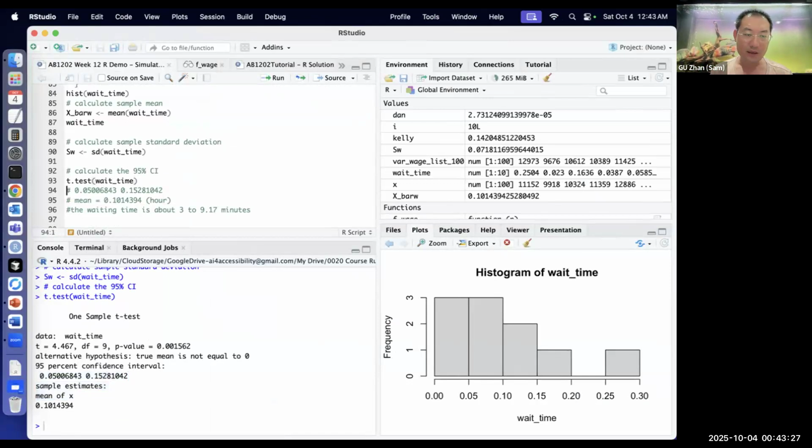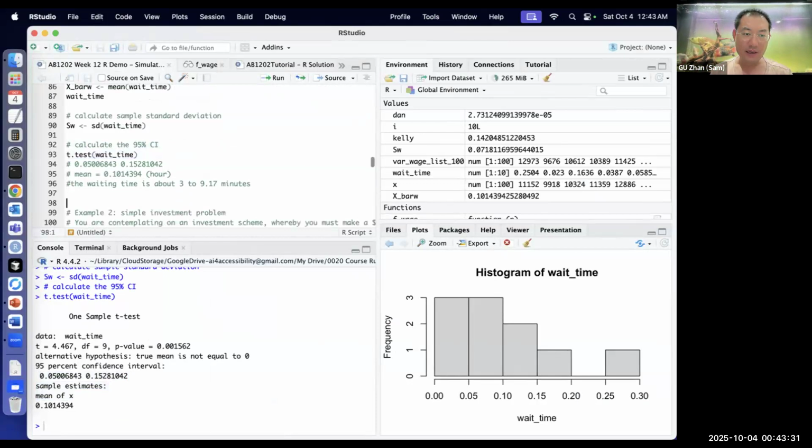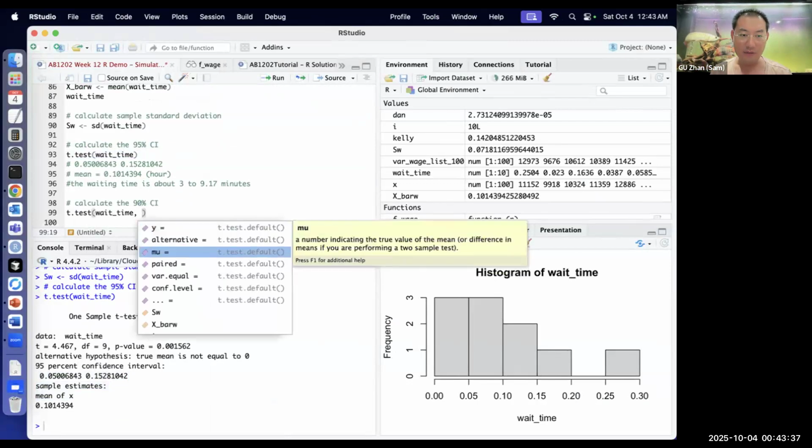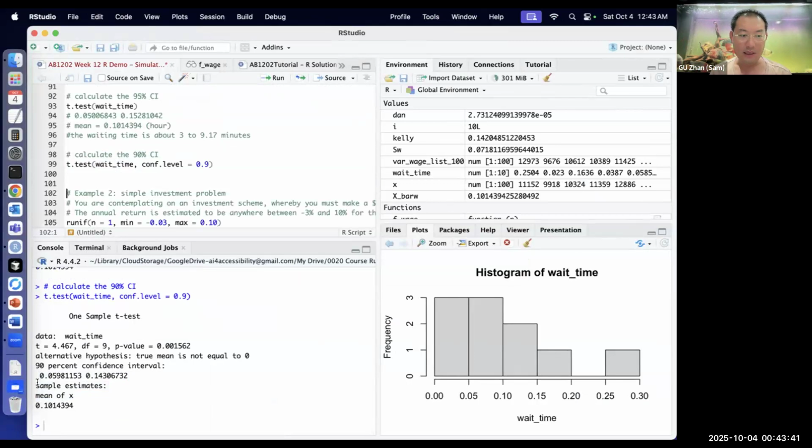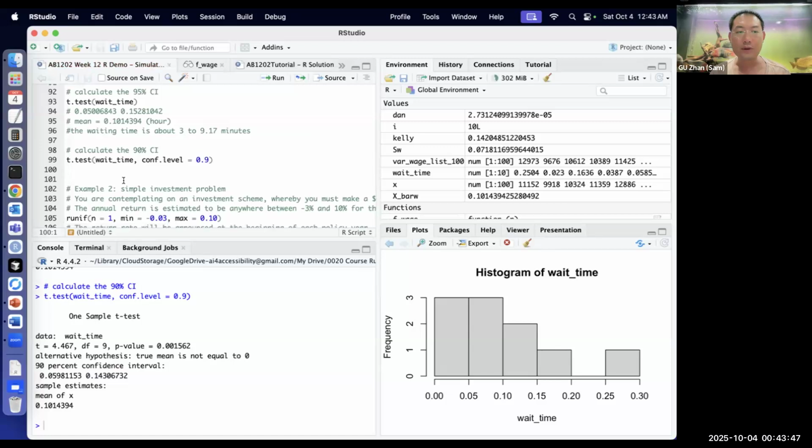Okay. So what if I want 90% instead of 95%? Let's say I want a 90% confidence interval, the right confidence level is 0.90. Then you're going to get a 90% confidence interval. Okay, cool. So this is a review.